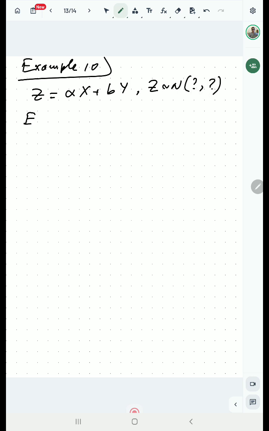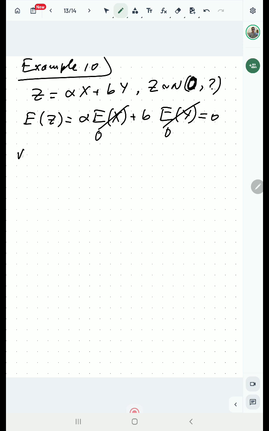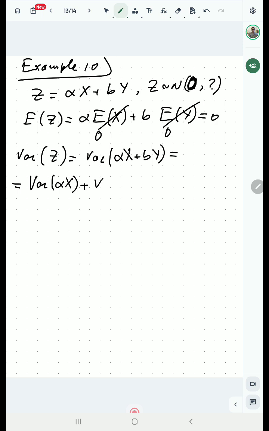We said that the expectation of z is equal to alpha times the expectation of x plus beta times the expectation of y, and because this is 0 and this is 0, as a result we receive 0. So let's plug 0 here. Regarding the variance of z, this is equal to the variance of alpha times x plus beta times y, and then we know that the variance of a plus b is equal to the variance of a plus the variance of b plus 2 times the covariance of a and b.